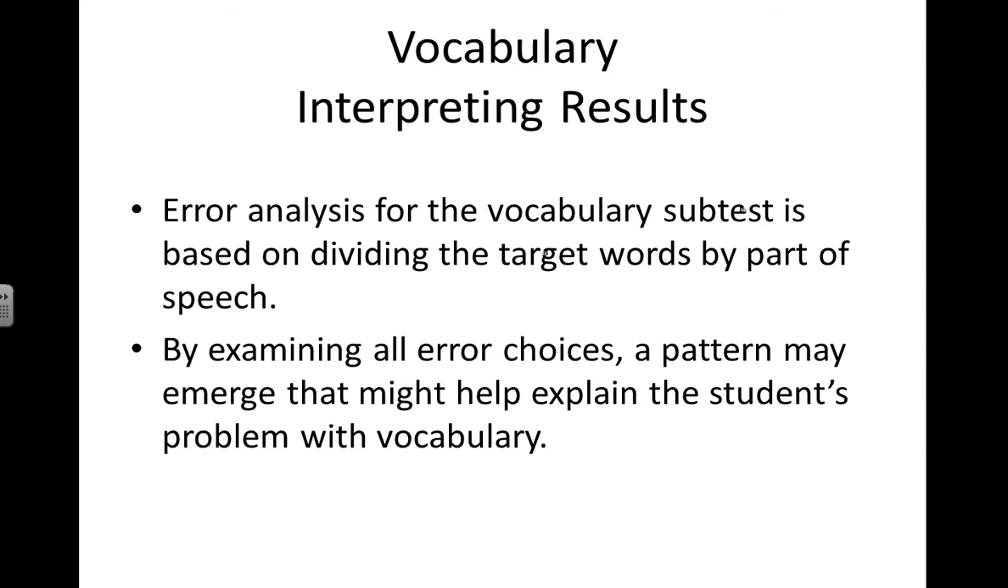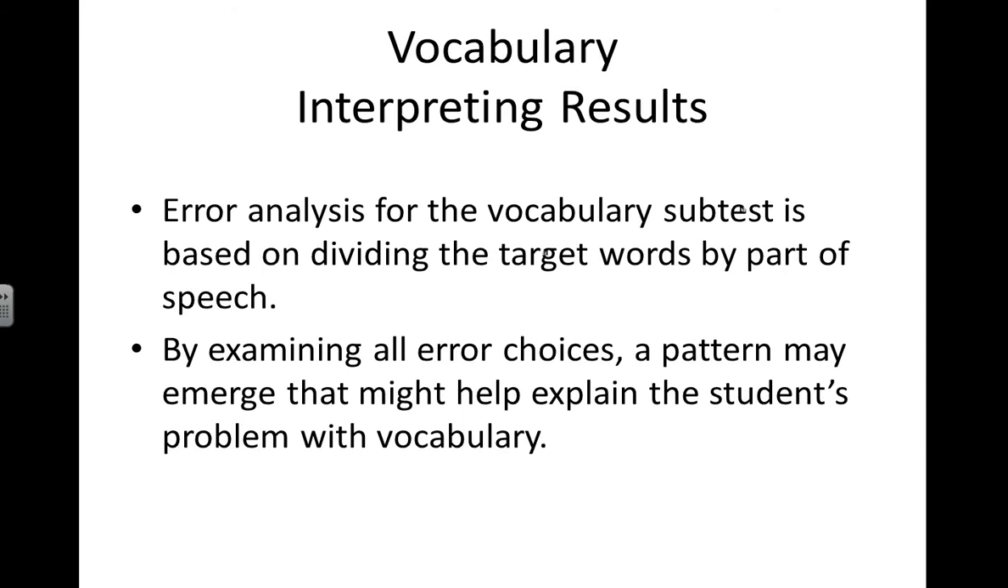The error analysis for the vocabulary subtest is based on dividing the target words by part of speech. This form of error analysis was chosen because the ability to automatically recall words can be influenced by the word's level of abstraction. For example, nouns and verbs are easier to learn and recall because their meanings are more apparent or concrete than function words such as prepositions.